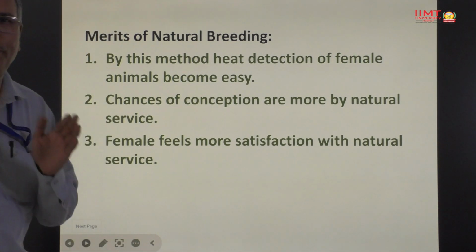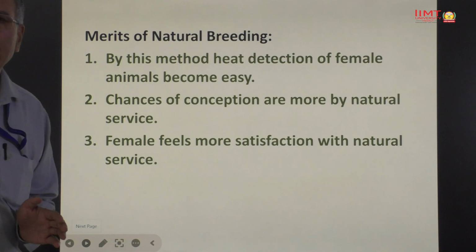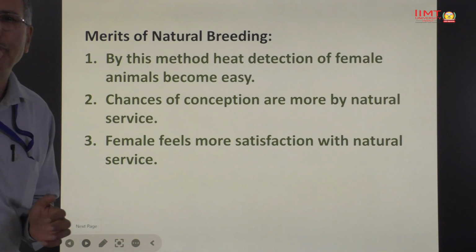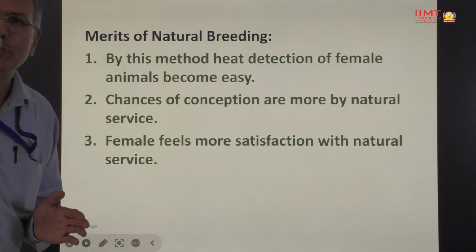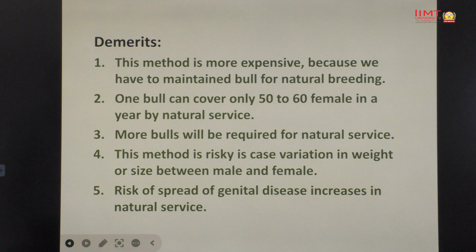The chance of conception in case of natural breeding is more. Number three merit is female feels more satisfaction in natural service. What are the demerits of natural breeding?